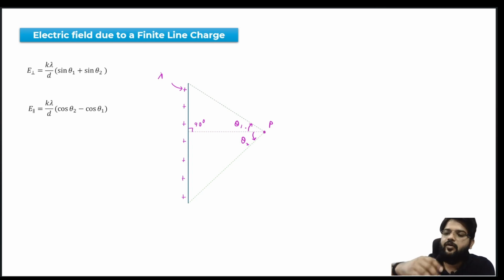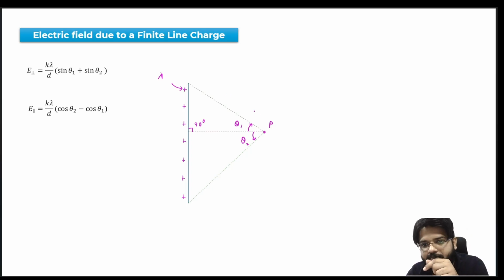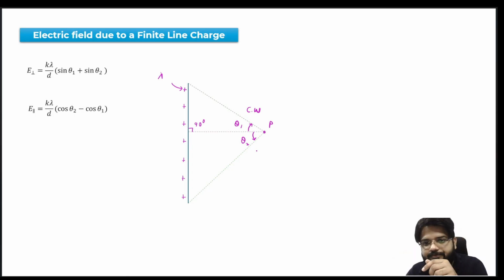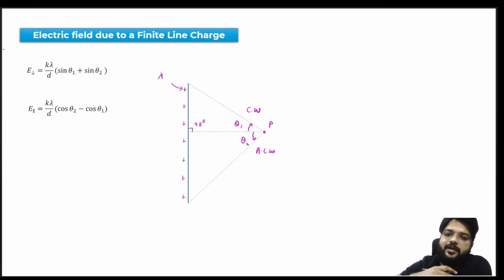So the upper end of the rod is making angle theta1, and we are measuring this angle in the clockwise direction. Remember this thing also: the lower angle we are measuring in the anti-clockwise direction, and the upper angle in the clockwise direction. So this is positive and this is also positive, everyone.